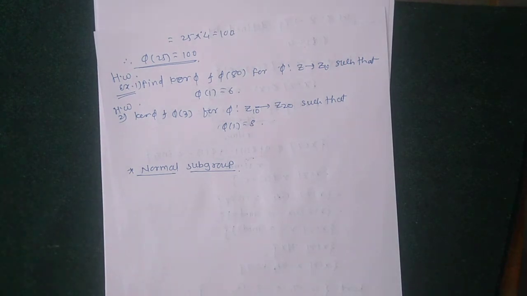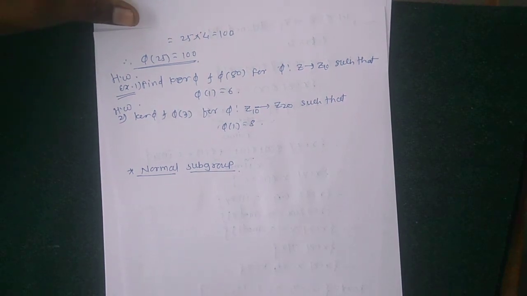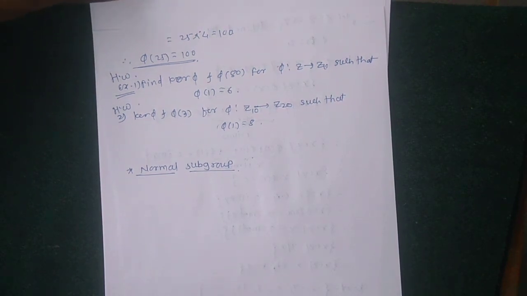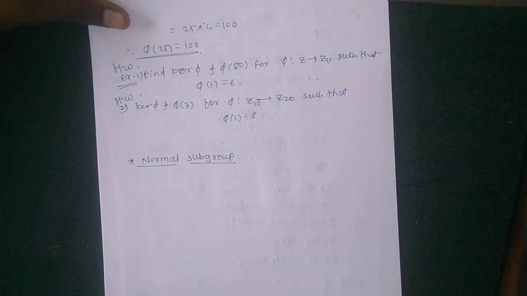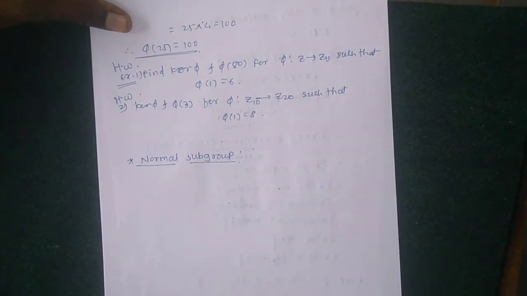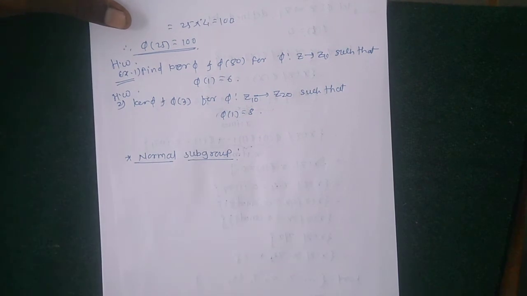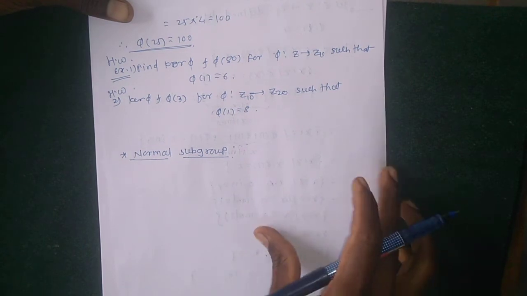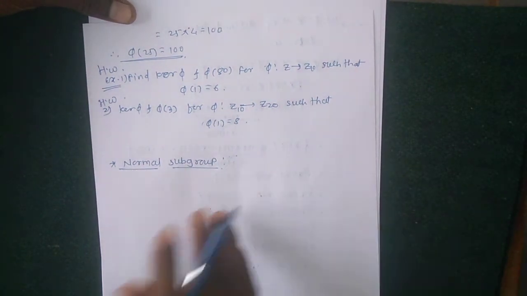A subgroup is normal when, suppose that G is a group and H is a subgroup of G. H is said to be a normal subgroup if for all g belongs to G, g h g inverse belongs to H. So that is the definition of a normal subgroup.